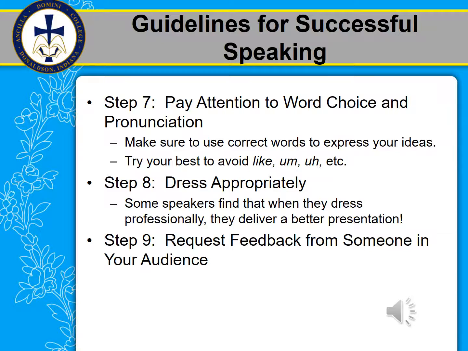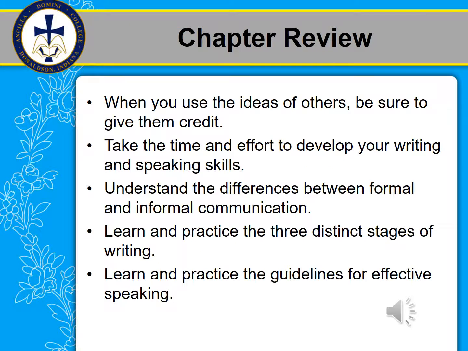And then step 9, you want to request feedback from someone in your audience. Part of the whole point here is you want to keep getting better and better and better. So even if you're presenting a topic or a presentation in a class that isn't public speaking, where you're going to get direct feedback about your speech, you want to ask a friend in the audience, a roommate, somebody on your team, whatever. Go ahead and ask them if they will provide some feedback so you can do better the next time.